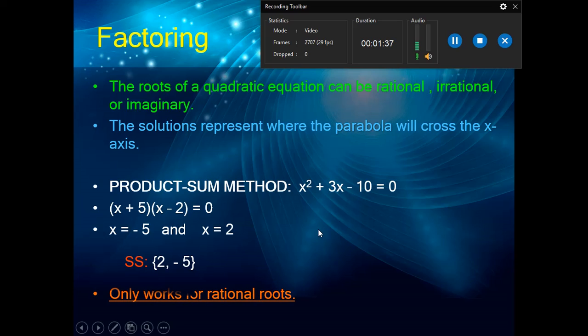This method of factoring only works for rational roots, and you'll know when you start to come up with factors for the value of c that it's not going to work, we need to pick another method, and there are times that it won't work.